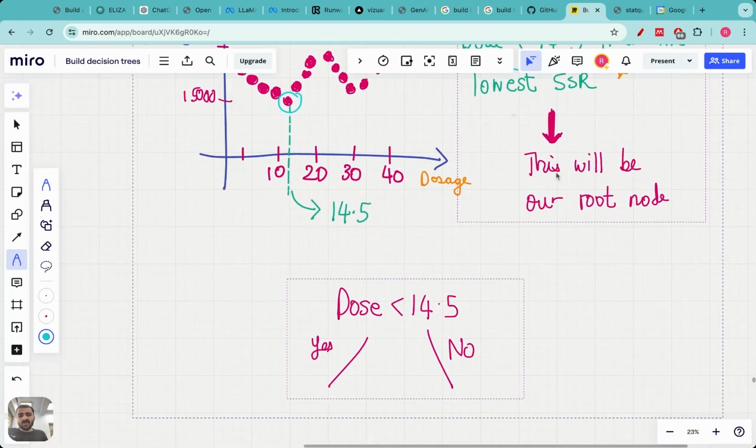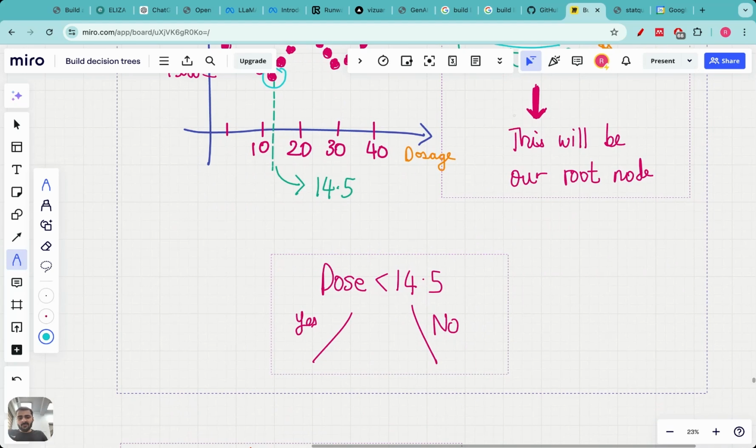Up till now, the decision tree looks like this. We don't know anything further. We only know that the root node is going to be dose less than 14.5, and we are going to split the tree into the yes branch and the no branch. We do not know what comes after this until now. In today's lecture, we will build the entire decision tree. In particular, we will look at what comes after this yes and no category.